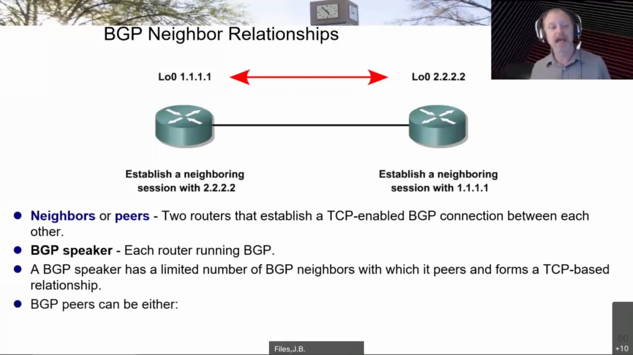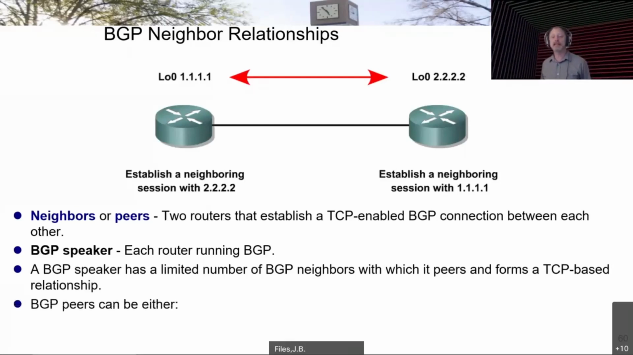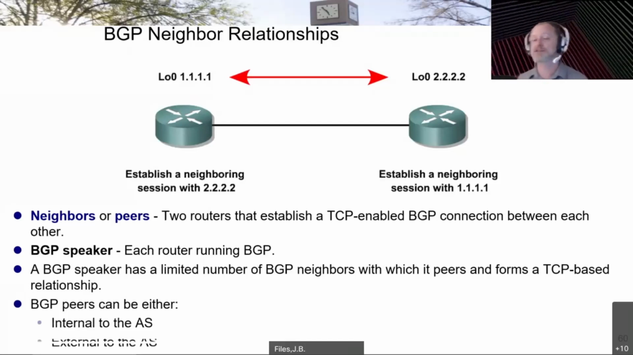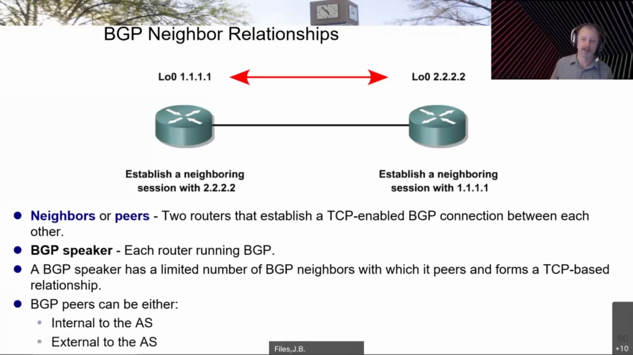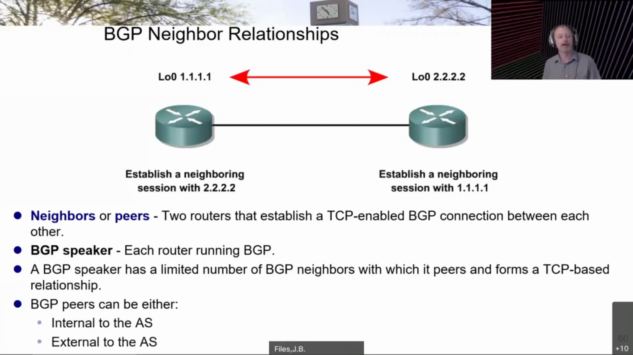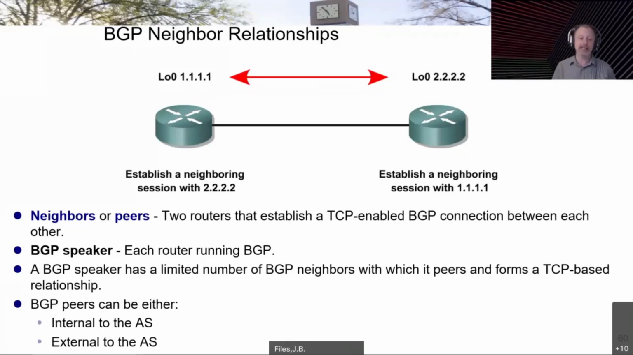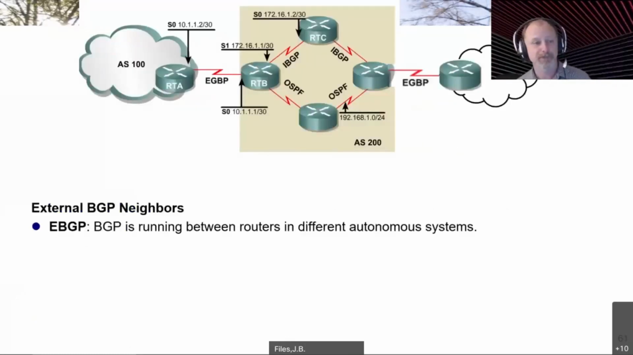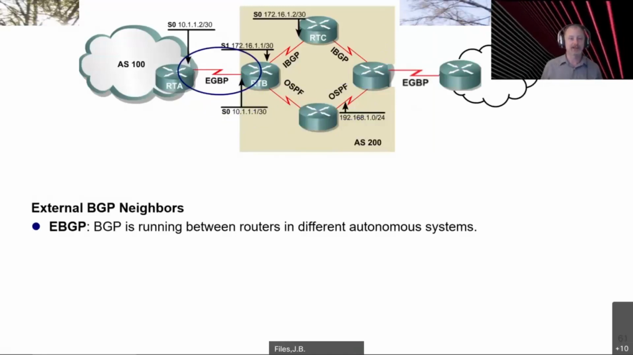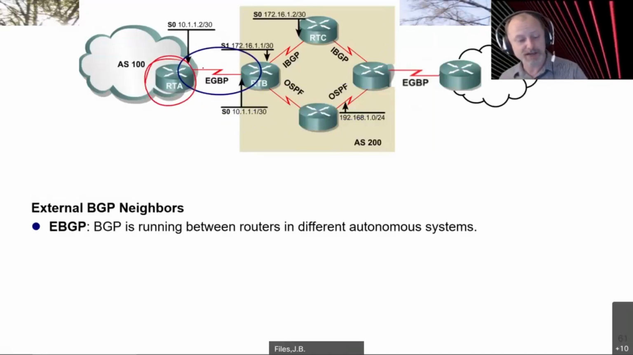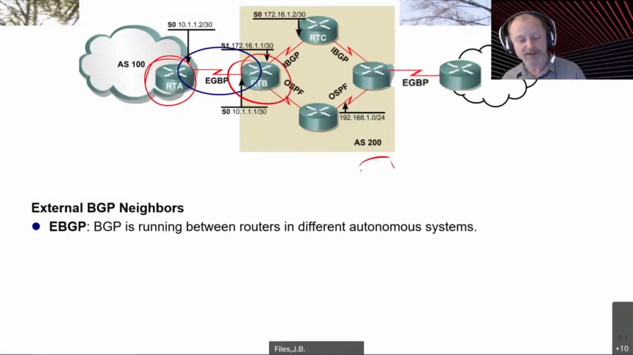Okay. So again, these peers can be internal to the autonomous system or external to the autonomous system. That's the whole iBGP, internal, or eBGP, external. Okay. So we've got external here, right? This is autonomous system 100. This is autonomous system 200.